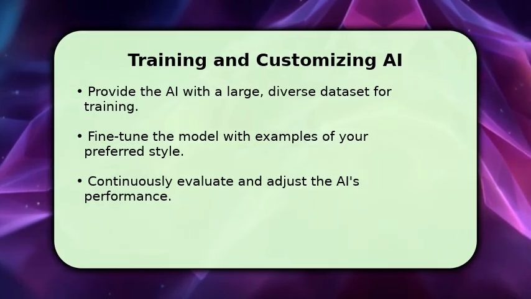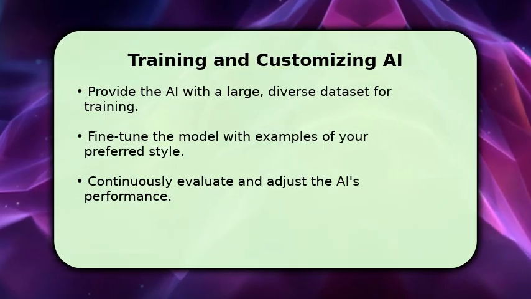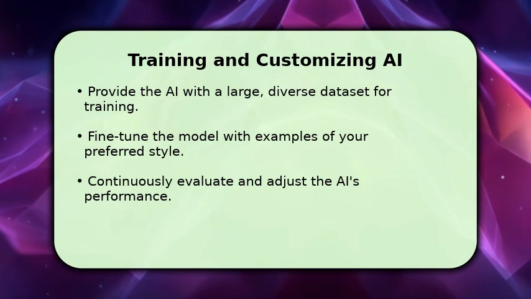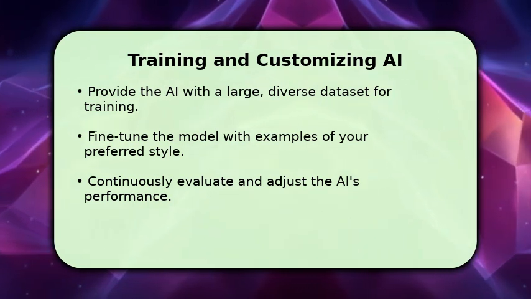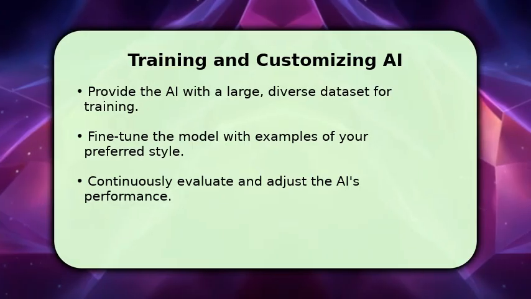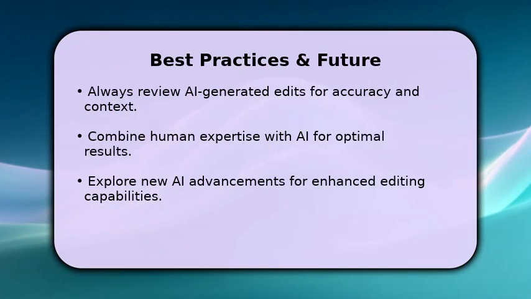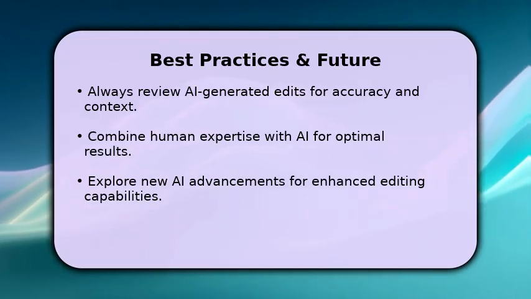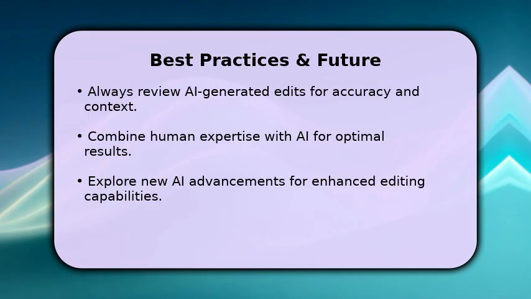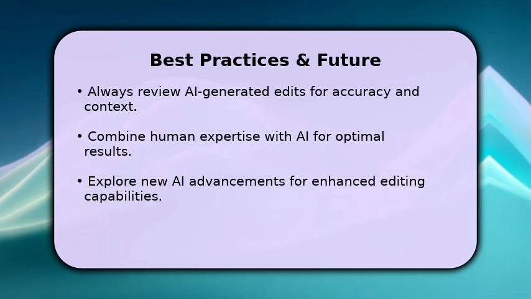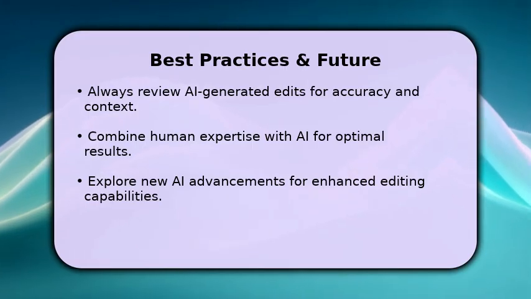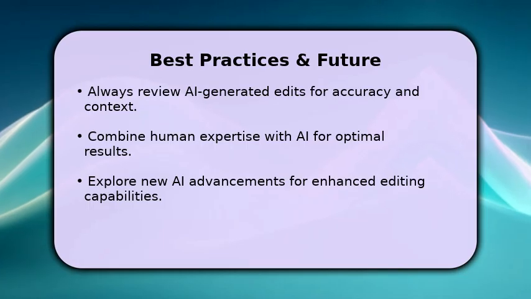This iterative process allows the AI to adapt and improve, achieving a higher degree of accuracy and aligning closely with your unique requirements. Regular adjustments are key to sustained high performance. For best results, always remember that human oversight remains invaluable. Reviewing AI-generated edits ensures accuracy and maintains the human touch, especially for nuanced content. The most powerful approach combines the efficiency of AI with the critical judgment of a human editor.